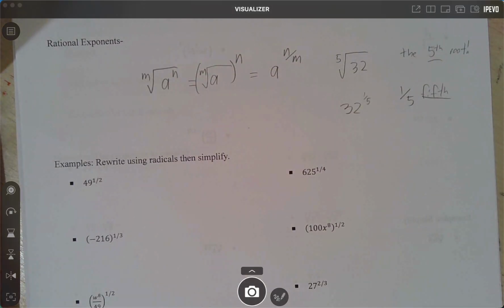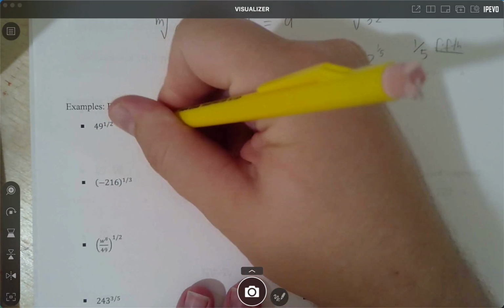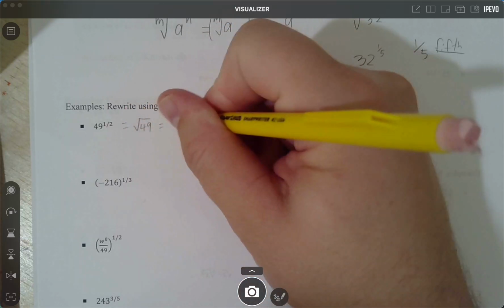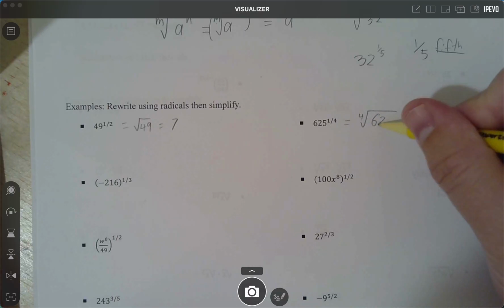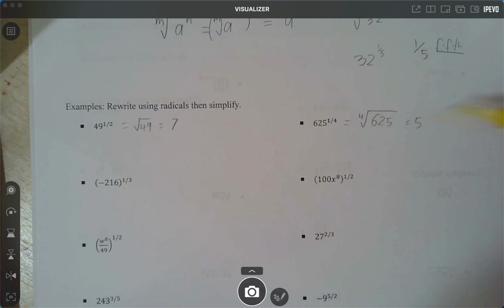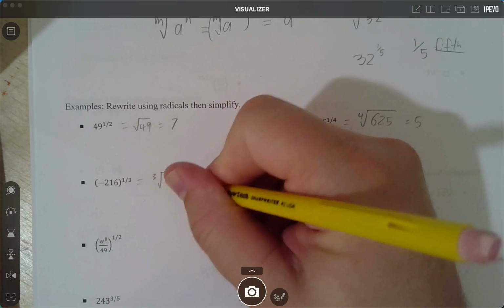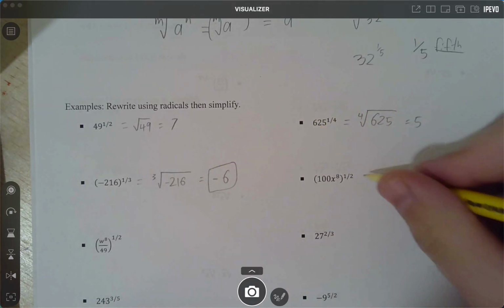And that's the concept for the rest of this whole section: number one, they want you to get used to going back and forth between the two, and then number two, simplify using some algebra afterwards. So the first thing here is that's the same as the square root of 49, and of course that's just 7. This is the fourth root of 625, and that's just 5. This is the cube root of negative 216, and it turns out that that's going to be negative 6.